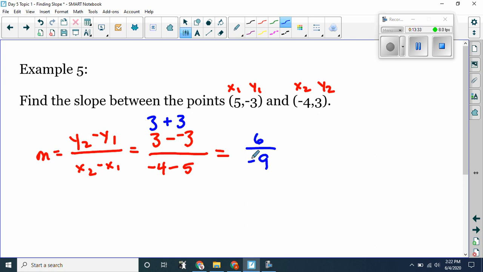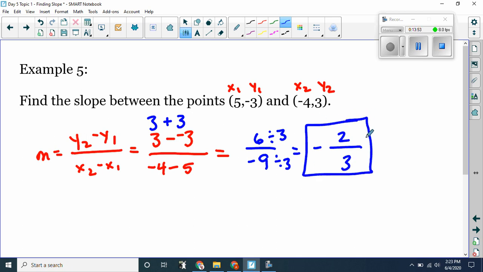Got a positive number divided by a negative number, so my slope is negative. 6 and 9, I can reduce that. I want to divide them both by 3. And our slope is negative 2 over 3. Negative 2/3 is correct. That is how we find slope, whether it is from a graph or given 2 points.